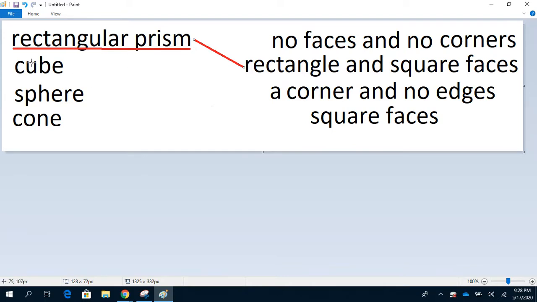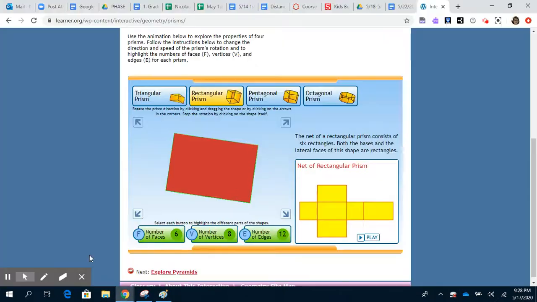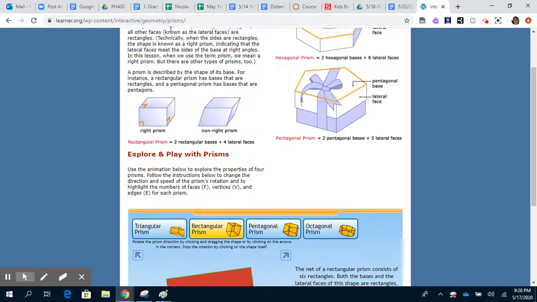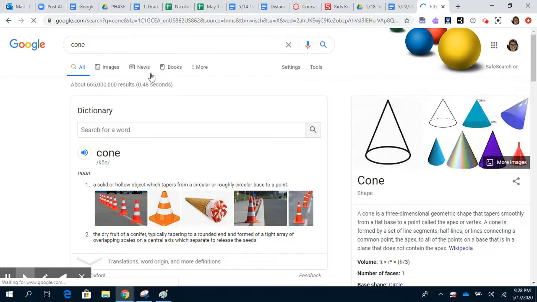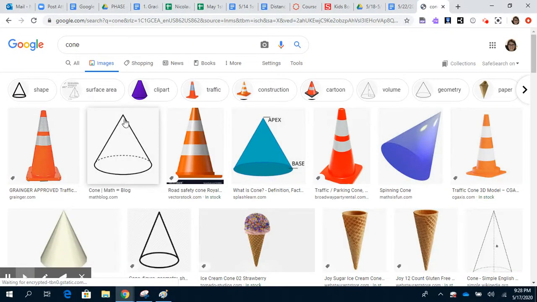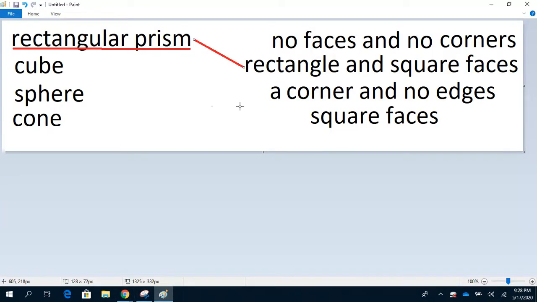Now you should have learned about the cube, the sphere, and the cone. But let's take a little look at what the cube, the sphere, and the cone could look like. So let's go search it up. A cone. Well, I see the cone here. I see it has one point, one corner, and a round side. Like an ice cream cone. So I'm going to jump all the way down to cone because I know it's like an ice cream cone.